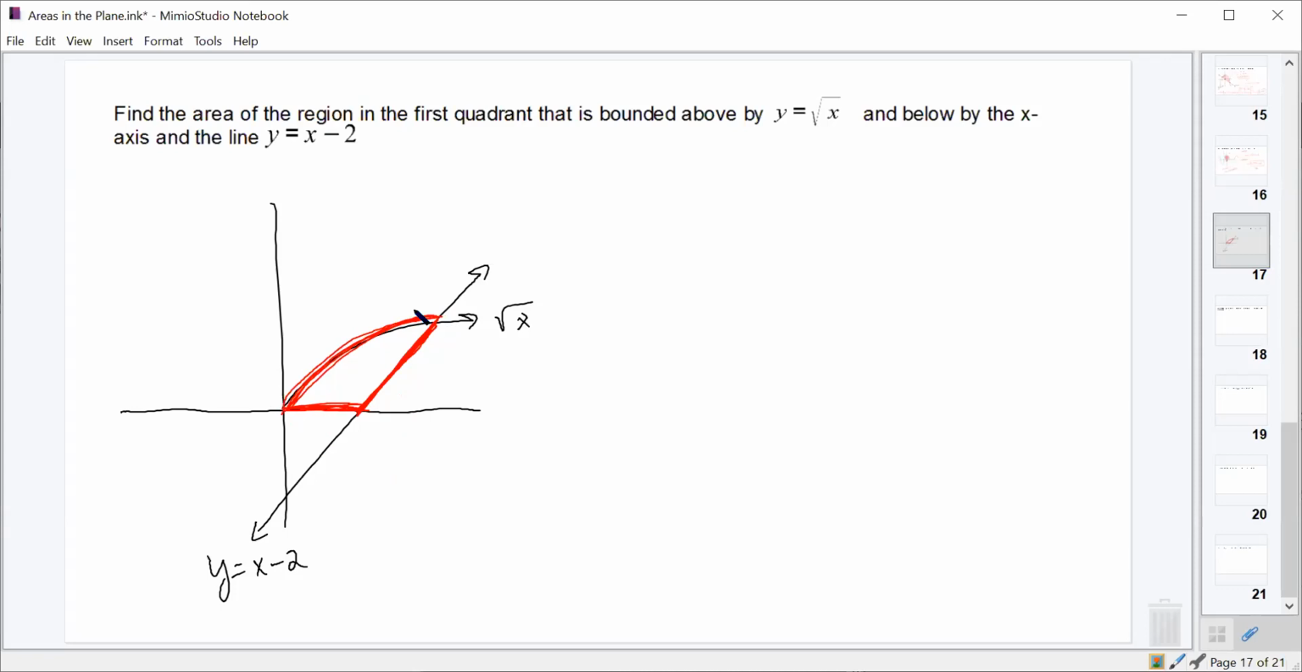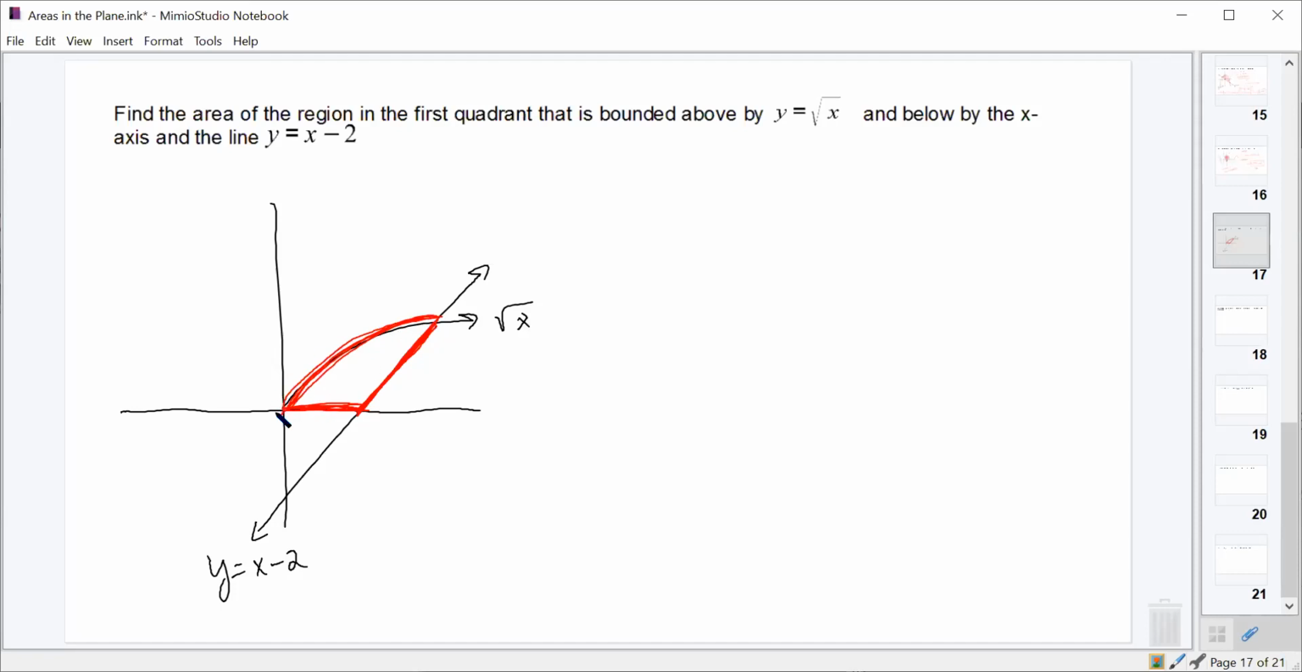Okay. What's the bottom of the region? Pick this x value. What's the bottom of the region? The x-axis. Pick this x value. What's the bottom of the region? The linear equation x minus 2. Something different. So the bottom of this region is not always defined by the same function. You all would agree with that, I hope? That's a problem.